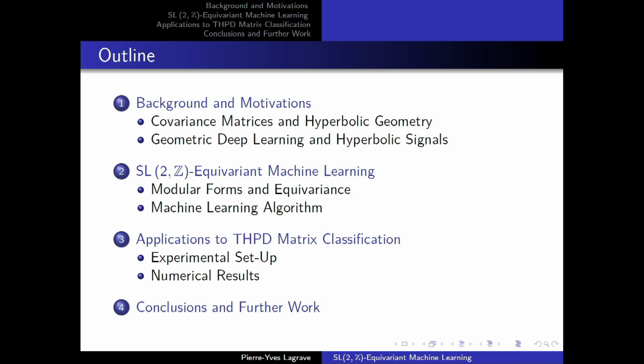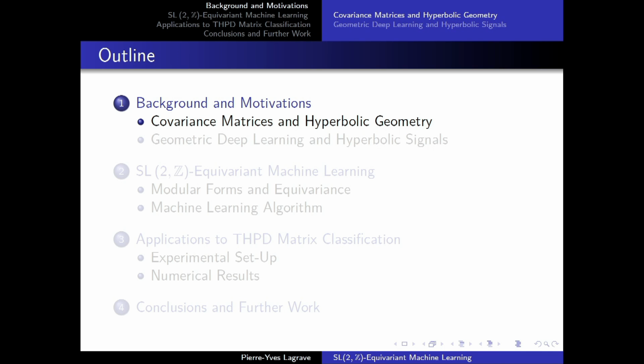So the outline of the talk. First I will start with some background and motivation, then discuss how we build this equivariant machine learning algorithm, and then present an application for the classification of a specific type of covariance matrices. And then I will conclude and shed some light on some further work that we have in mind.